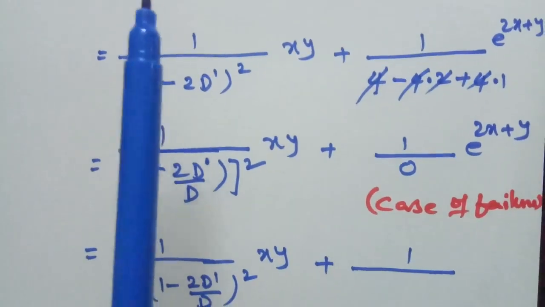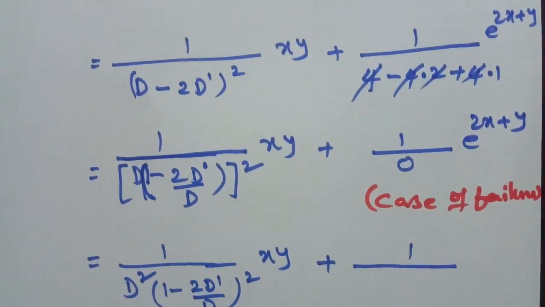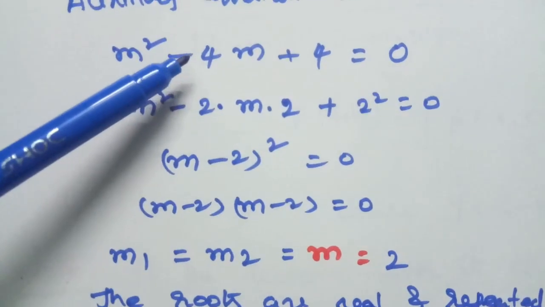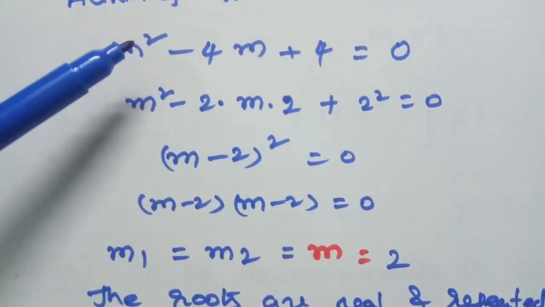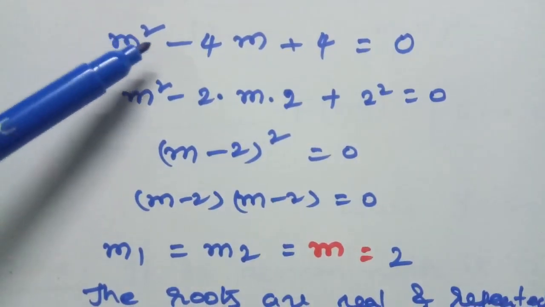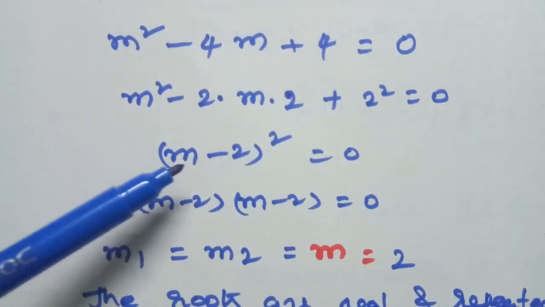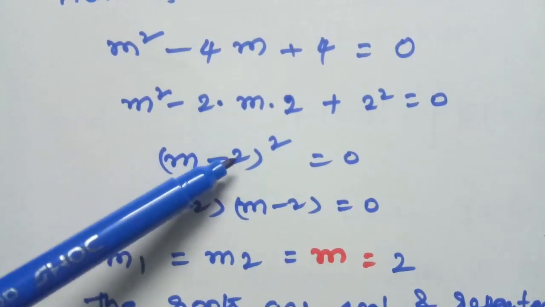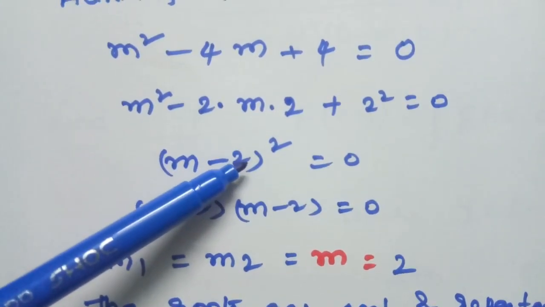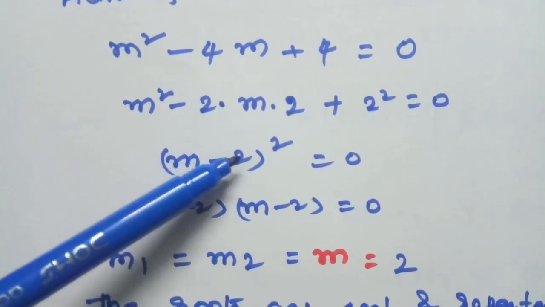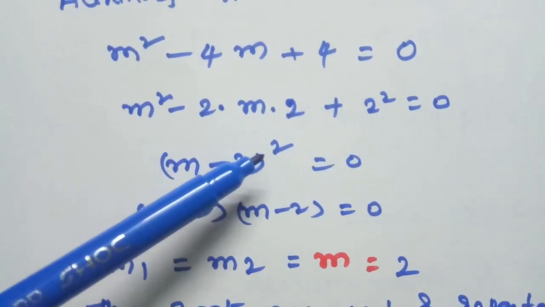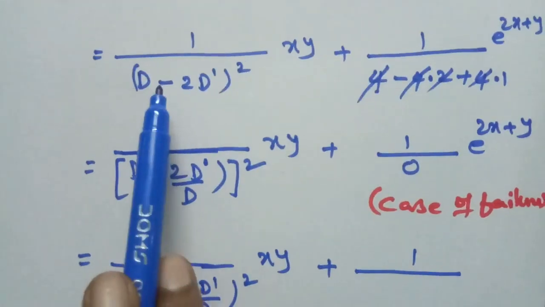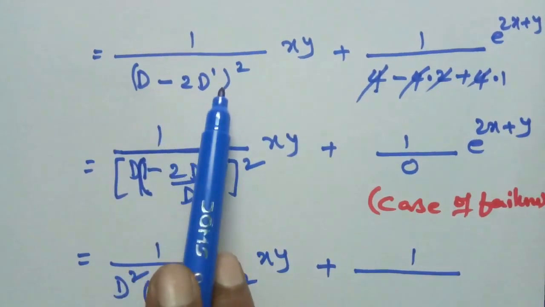We already found the factors for the auxiliary equation. You see here m square minus 4m plus 4, it is obtained by replacing D equal to m and D dash equal to 1. Therefore we get (m minus 2) whole square. That means in the place of m you can write D, this is 2, and in the place of 1 you can write D dash. We get (D minus 2D dash) whole square. So that is very easy to write. Therefore here I write (D minus 2D dash) whole square.